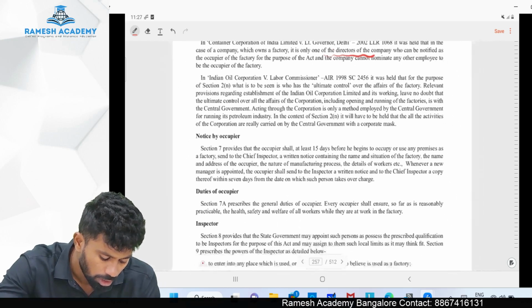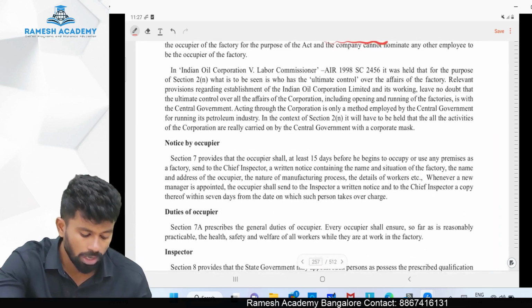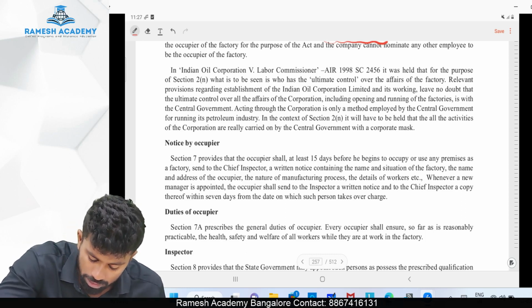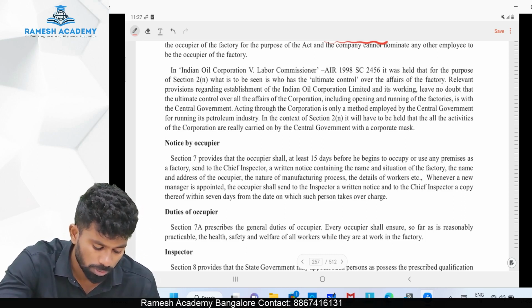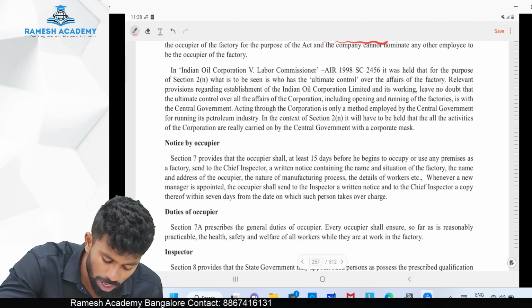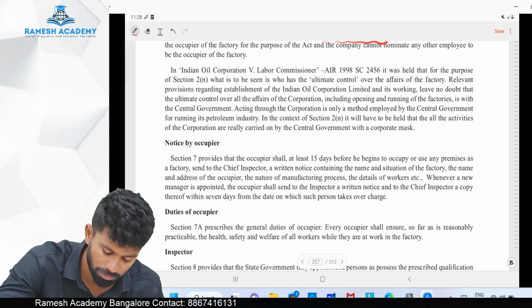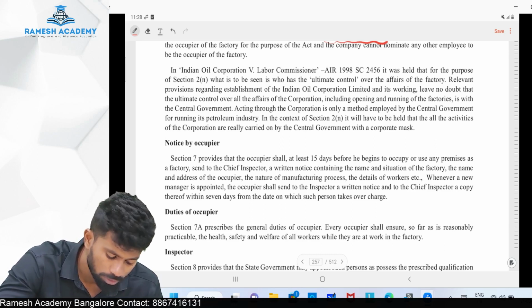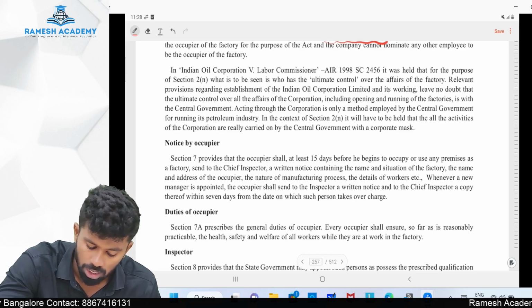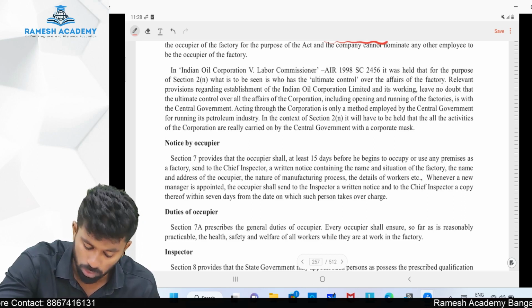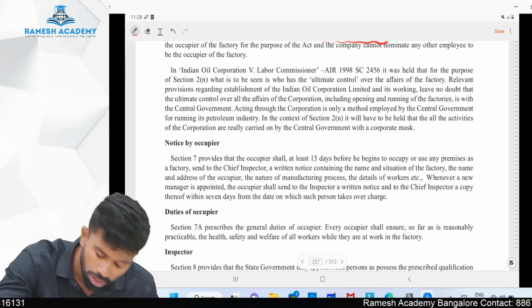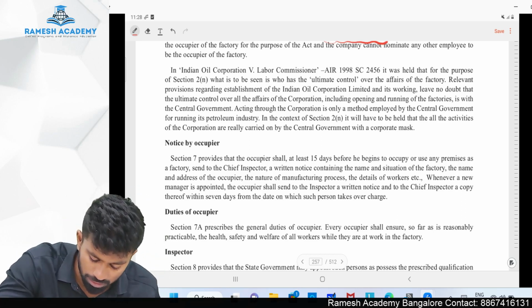Occupier. In Indian Oil Corporation versus Labour Commissioner, it was held that for the purpose of section number 2 subsection subclause N, what is to be seen is who has the ultimate control over affairs of the factory. Relevant provisions regarding establishment of Indian Oil Corporation Limited and its working leave no doubt that ultimate control over all the affairs of the corporation, including opening as well as running of the factories, is with whom?